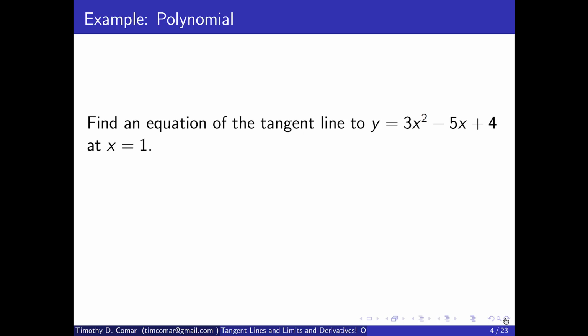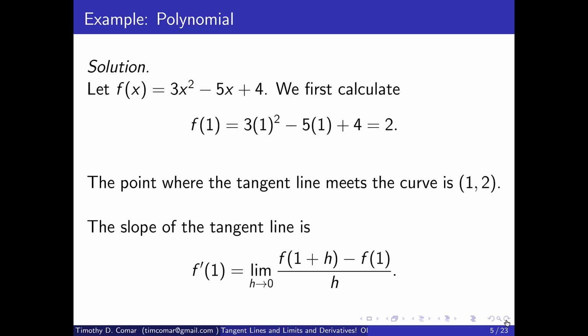So for our first example here, let's find an equation of the tangent line to the curve y equals 3x squared minus 5x plus 4 at x equals 1. So for our solution here, we're going to define f of x to be 3x squared minus 5x plus 4. And we're going to calculate the function value at 1 by substituting 1 into the function expression, and we get a 2 out of that. So the point where the tangent line meets the curve is 1, 2.